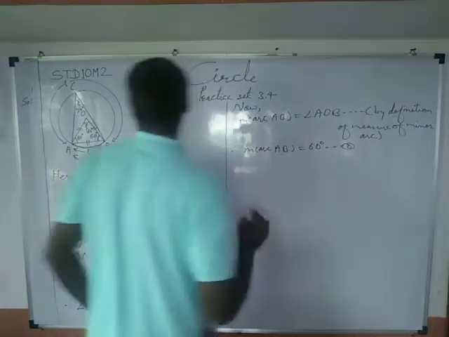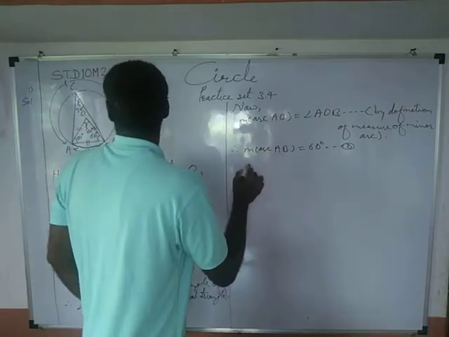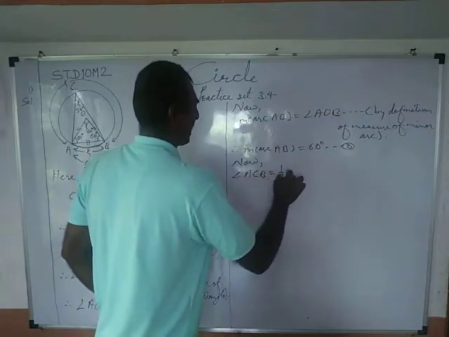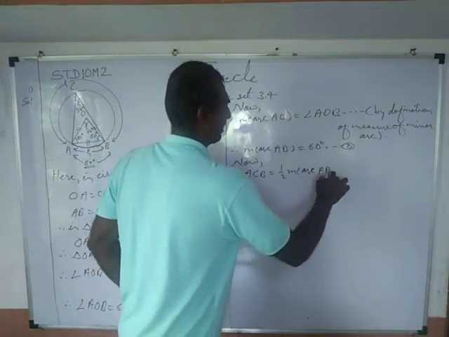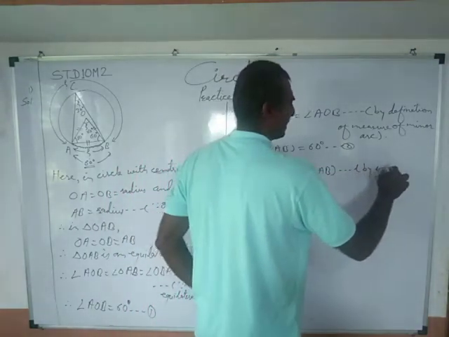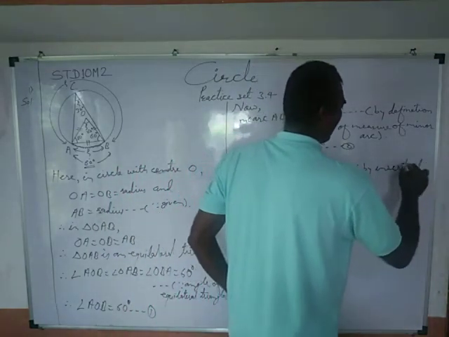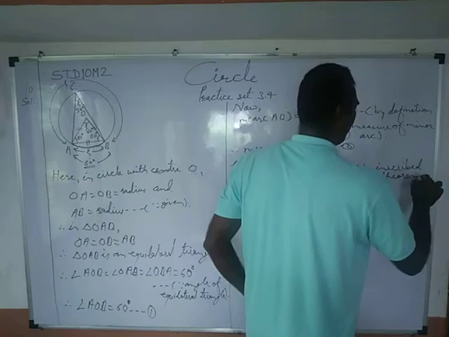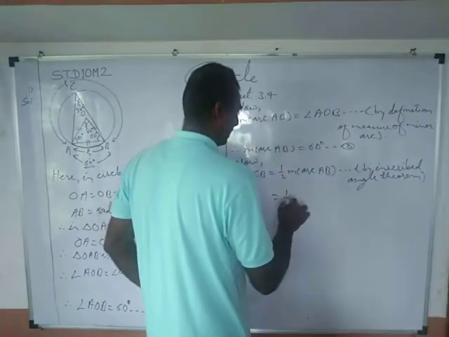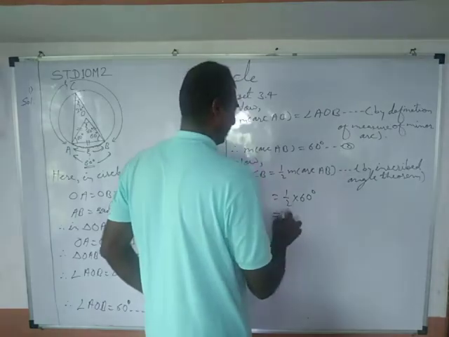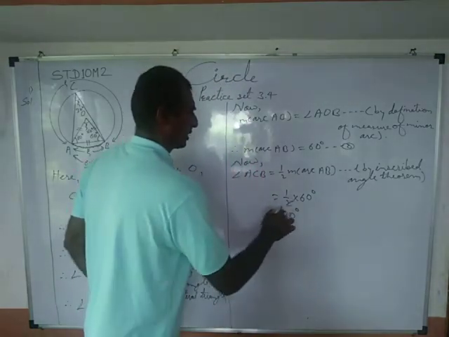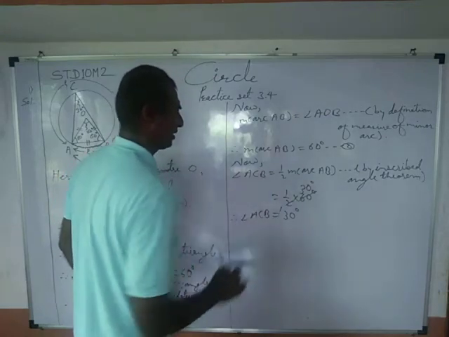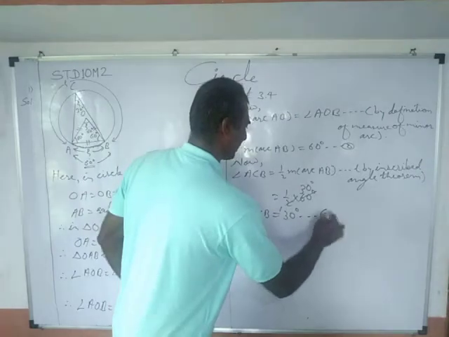Equation second. Now angle ACB equals half of measure of arc AB by the inscribed angle theorem. That equals half into 60 degrees, which is 30 degrees. 2 1s are 2, 2 3s are 6, 2 0 0, and therefore angle ACB equals 30 degrees. Let's call it equation third.